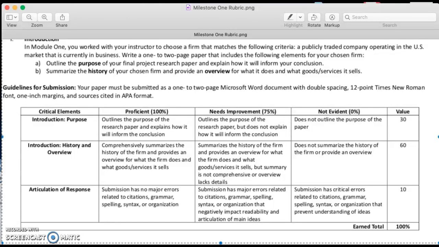Once your milestone is ready, check that you have applied APA style correctly. Include a title page, page numbers, and a running header. Use 12-point Times New Roman and double spacing. Include a reference list and in-text citations of your sources, and before submitting, run a spell check and a grammar check. Submit your milestone by Sunday evening of Module 2.